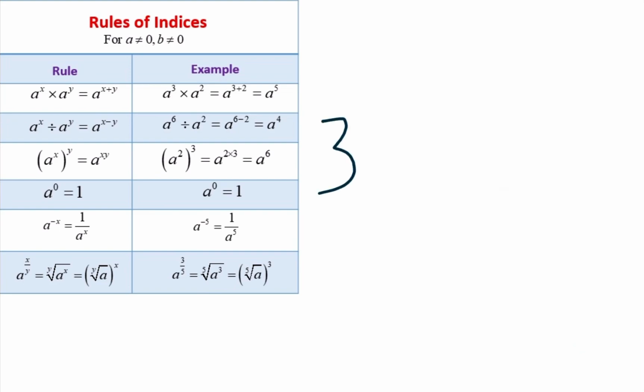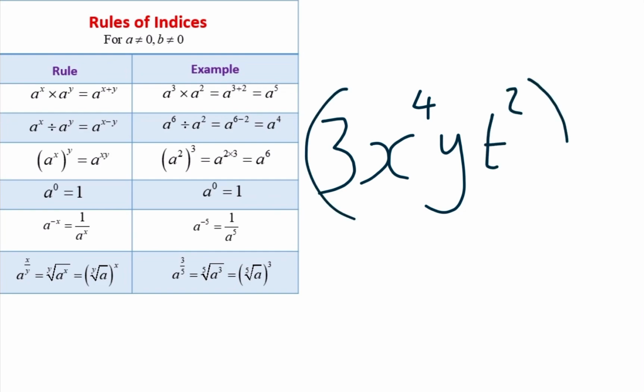So 3x, let's try 4, y, and t to the power of 2, and let's put a 3 out here. So pause the video, have a go, and see if your answer matches mine.